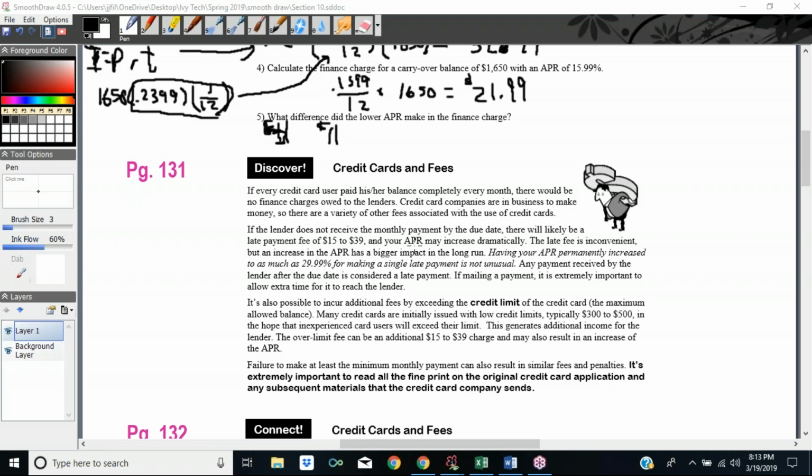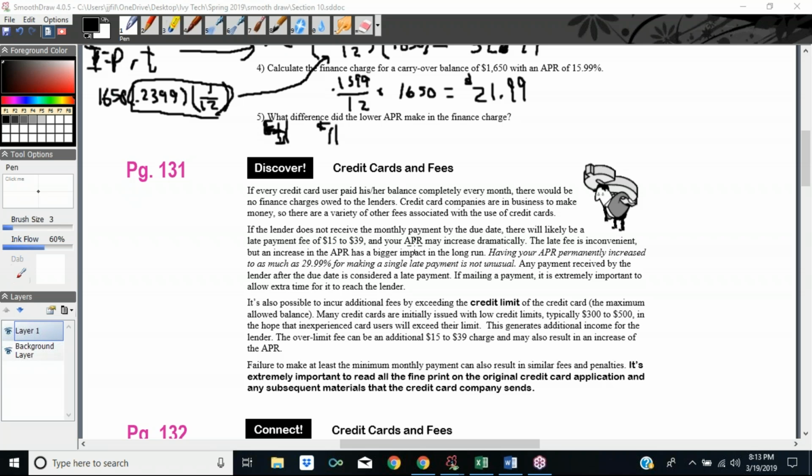The late fee is inconvenient, but an increase in the APR has a bigger impact in the long run. Having your APR permanently increased to as much as 29.99% for making a single late payment is not unusual. Any payment received by the lender after the due date is considered a late payment. If mailing a payment, it is extremely important to allow extra time for it to reach the lender.